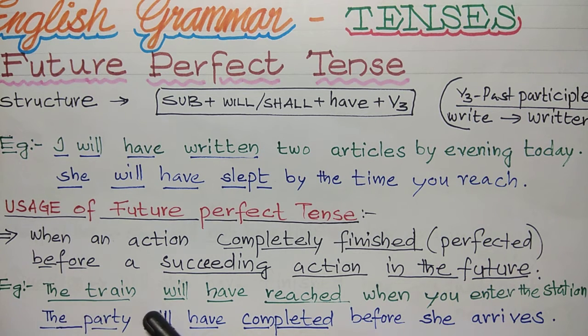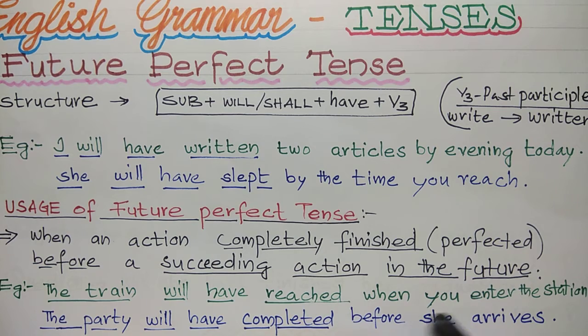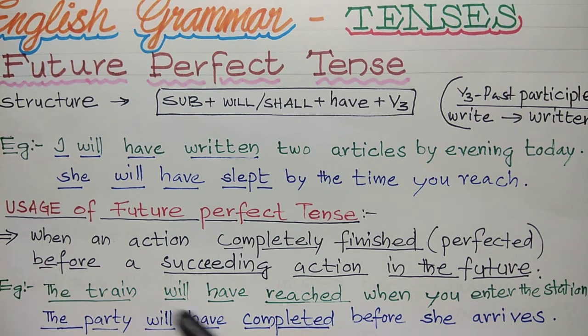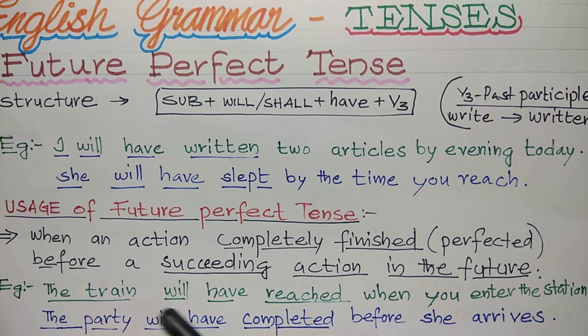See the example. The train will have reached when you enter the station. Here there are 2 actions. The train will have reached. So that is the first action and it is complete. So it is in future perfect tense. Both are future actions.